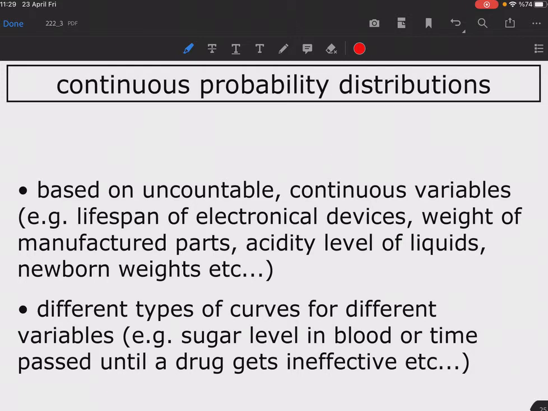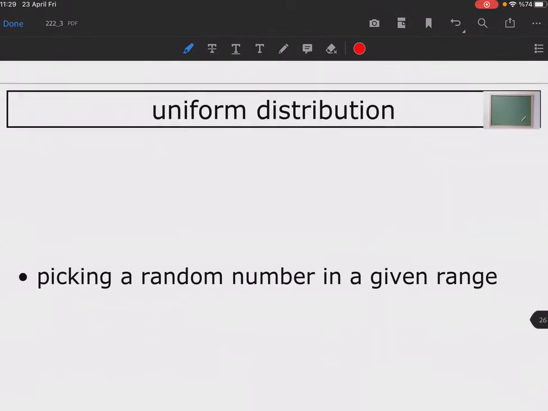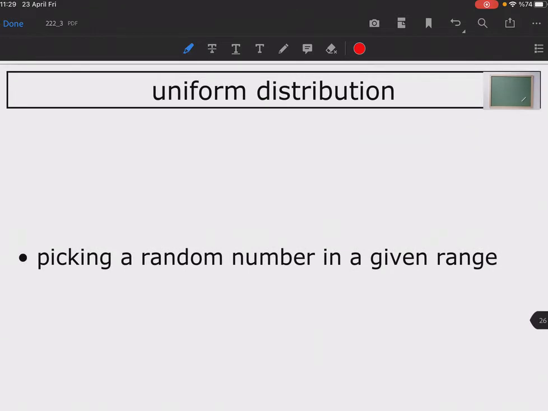So we will use continuous variables to make operations over them. And different types of curves can be presented for different variables, for example, the sugar level in blood, or time passed until a drug gets ineffective, etc. They can have different types of distributions. The most basic one, or maybe the most common one, is the uniform distribution. It's like picking a random number in a given range.